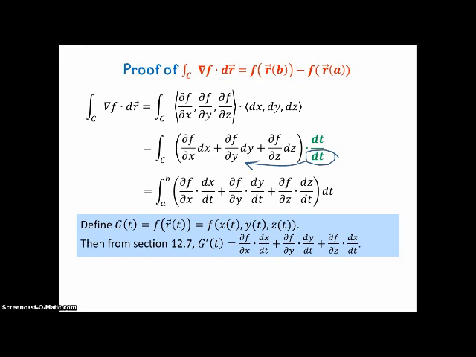And so if we're integrating, now we've got a single variable integral of a derivative from a to b, so naturally the antiderivative evaluated at b minus a is the result, and because g was defined as f of r, then we end up with the result we wanted to show. Quod erat demonstrandum.